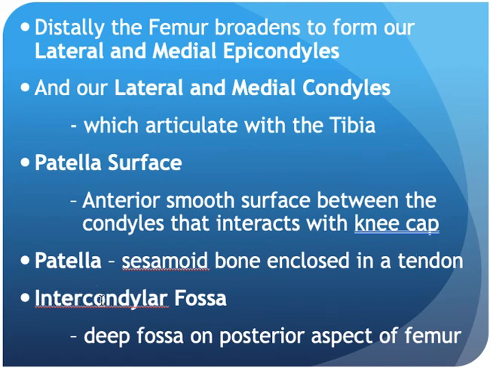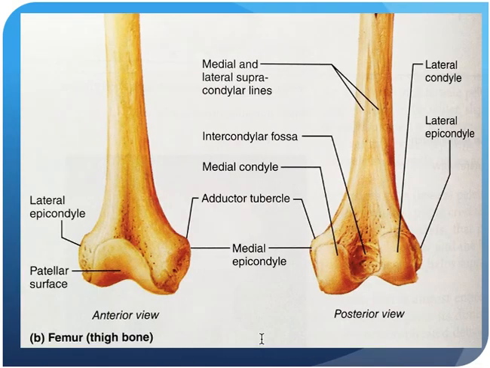We're also going to have this intercondylar fossa, which is a deep fossa on the posterior aspect of the femur. So we want to look at the picture, and then we want to find all those things. And again, it's going to be really similar to that humerus. So we're going to have this widening that's going to form those epicondyles, and then we're going to have our condyles that are going to form the joints for me.